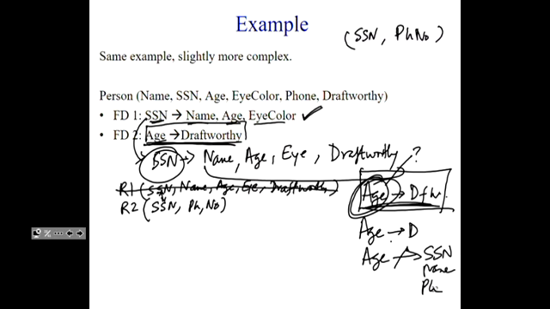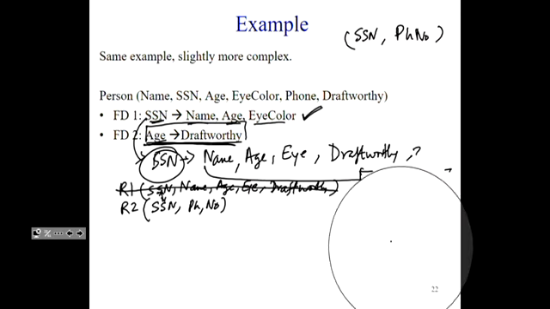So where were we? We wanted to decompose this. What are we going to get as a result? What are the two relations that I'm going to get from R1 when I decompose via age implies draftworthy? I'll give you the answer. Let's say this is R3 and R4.